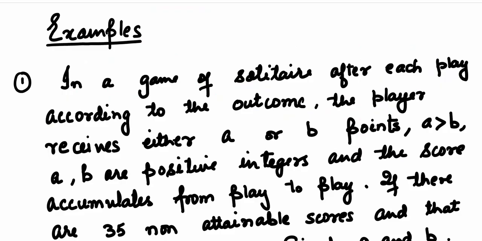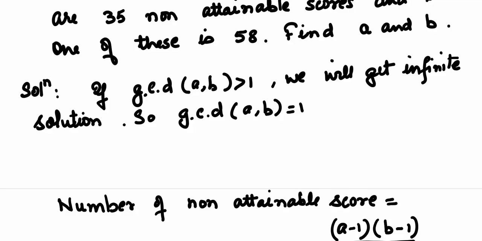So whatever we have learned so far, let's apply them to some examples. The first one: in a game of solitaire, after each play, according to the outcome, the player receives either A or B points, where A is greater than B. A and B are positive integers and the score accumulates from play to play. If there are 35 non-attainable scores and one of these is 58, find A and B.